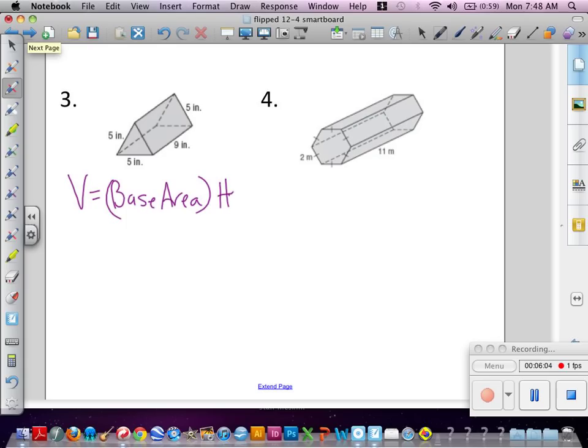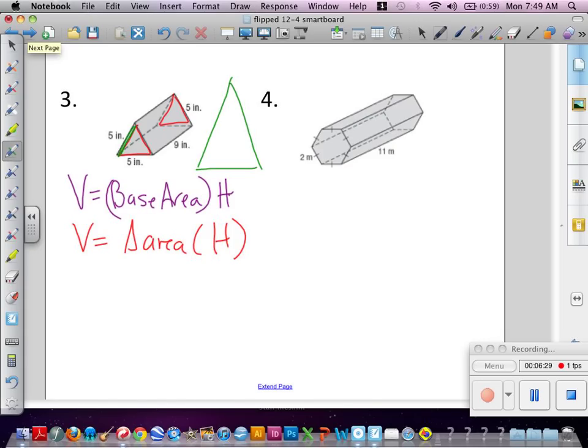It's not 5 by 9, it is the triangles. Those triangles are the bases. They maintain their shape throughout, they're parallel. And so again, to find my volume, I need to find a triangle area, and then I need to multiply the height of the prism. So I'm going to pull that triangle out.